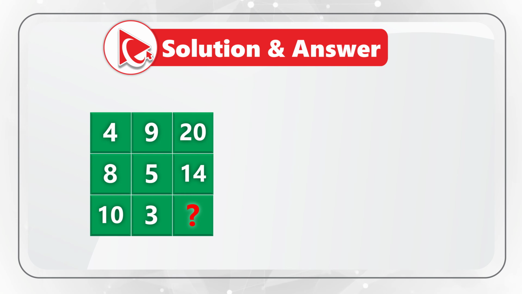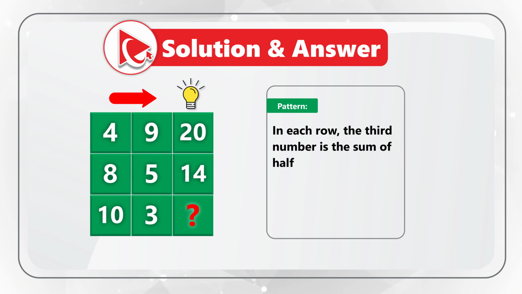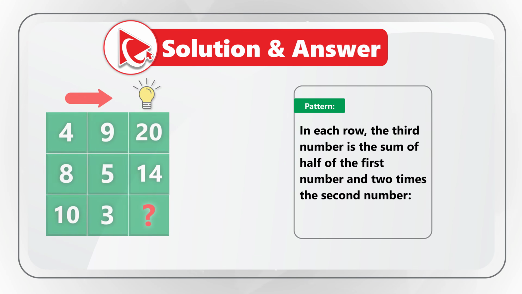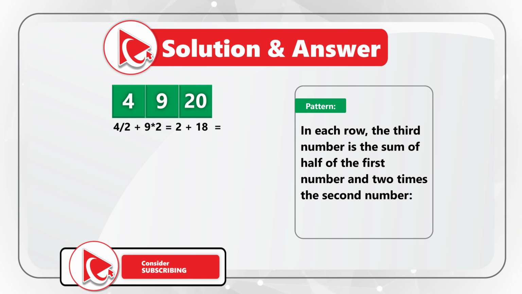The pattern here is that the manipulation with the left and the middle number calculates the right column's number. Basically, in each row, the third number is the sum of half of the first number and 2 times the second number. Let's look at the specific calculations. The first row has numbers 4, 9, and 20. 4 divided by 2 plus 9 multiplied by 2 equals 2 plus 18 and equals 20, which is exactly the number in the third column.